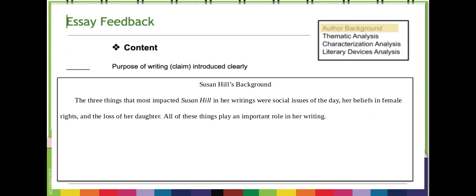Okay, this one. The 3 things that most impacted Susan Hill in her writings were social issues of the day, her beliefs in female rights, and the loss of her daughter. All of these things played an important role in her writing. This one is a good claim, and you'll see it's very simple. The 3 things that most impacted Susan Hill in her writings, and then they listed those 3 things. And then they followed up with all of these things play an important role of her writing. It's short, sweet, simple, and it gets to the point. We know what their essay is going to be about.